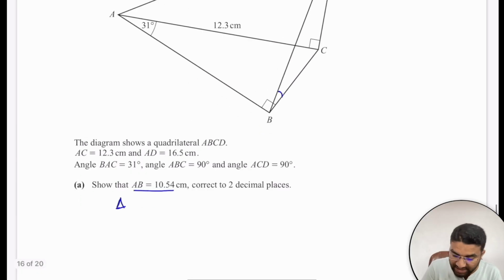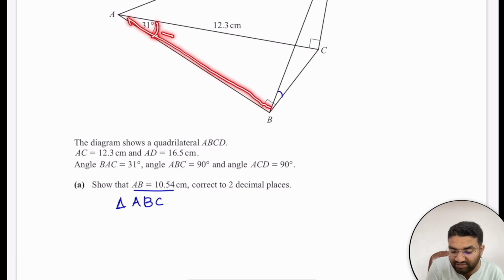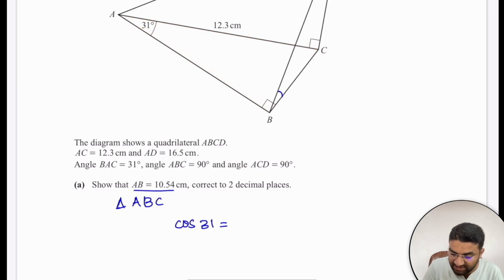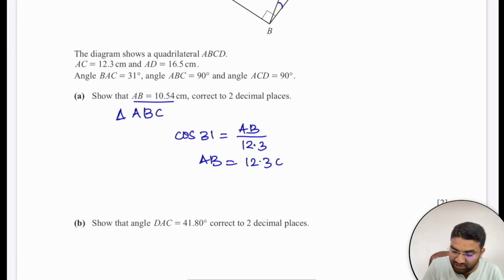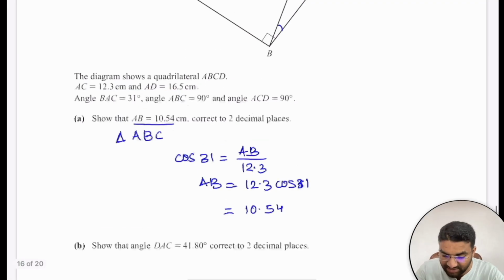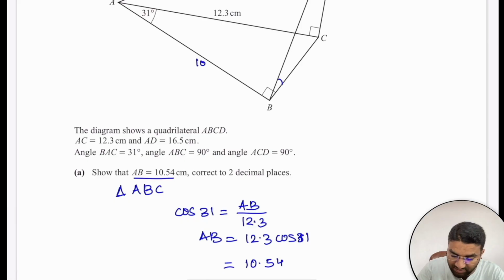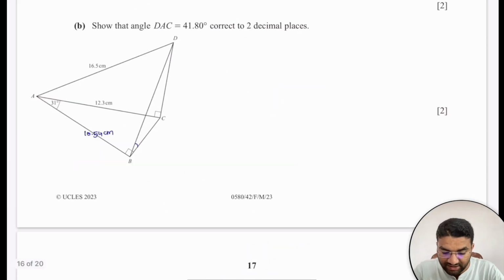We have to take the triangle ABC. In triangle ABC, for this 31 degree angle, AB is the adjacent side and AC is the hypotenuse. So you can take cos of 31 is equal to AB upon 12.3. So AB is basically 12.3 cos of 31, and if you do this calculation on your calculator, you will get 10.54 up to 2 decimal places. So here you got 10.54 centimeter. Next, show that the angle BAC is equal to 41.80 degrees up to 2 decimal places.